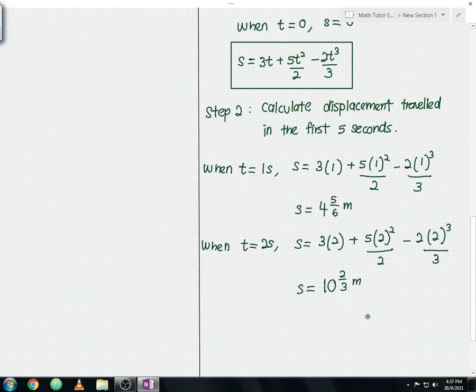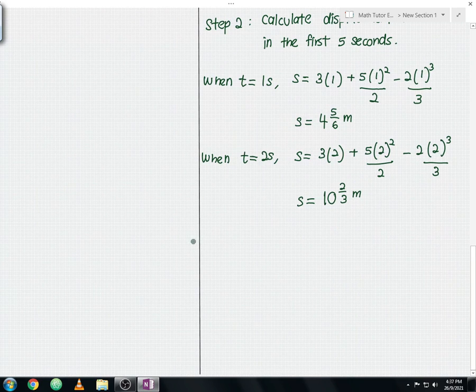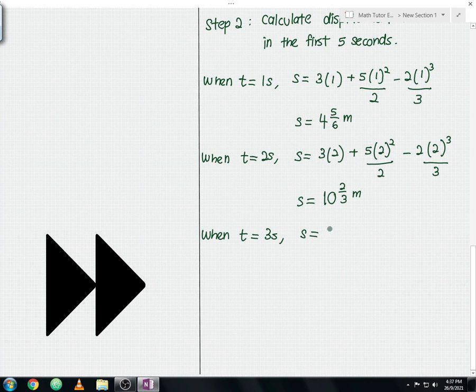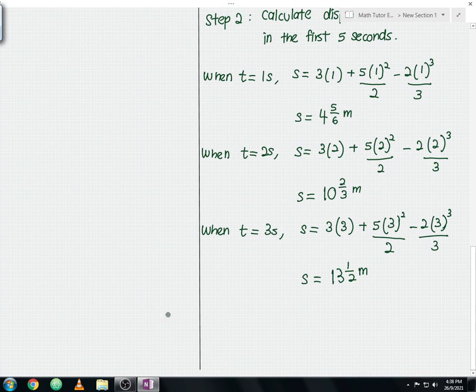Okay, so similar step for t equals to 3, t equals to 4, and t equals to 5. Okay, so let me perform the working here. So just follow up with me. So when t is equal to 3 seconds, okay, so you calculate this, you should get your displacement is equal to 13 1/2 meter.